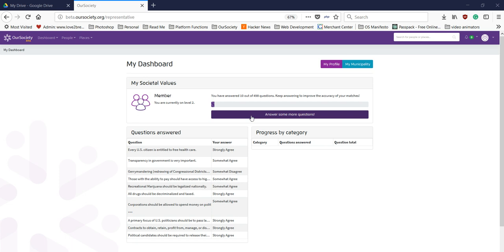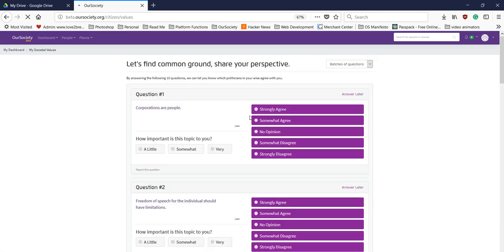And the way we do that is through our societal value algorithm. They tell us about themselves, and then we match them to you and other potential candidates based on how you align with that individual citizen. Both you and the citizen users will be answering from the same pool of questions. It is strongly recommended that you answer a minimum of 50 questions, but the more questions you answer, the better value matching you will receive to individual citizen users as well. So with that said, let's click Answer Some More Questions.